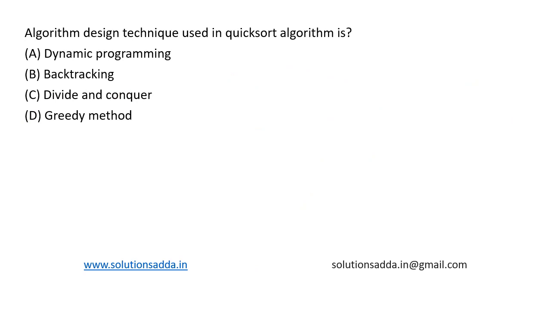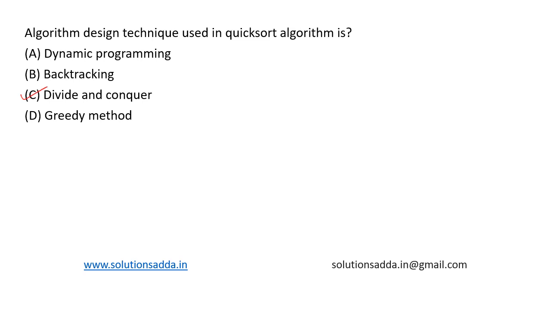This is a question from algorithms. The algorithm design technique used in quicksort algorithm is, and 4 options are given. Actually, quicksort algorithm uses divide and conquer technique, in which we first choose a pivot element, and based on this pivot element, we are dividing the array into 2 halves. The elements to the left of the pivot element will be less than the pivot element, and elements to the right of the pivot element will be greater than the pivot element. Iteratively, we are again dividing it based on the pivot element, and this continues. So the correct answer here is option C, divide and conquer.